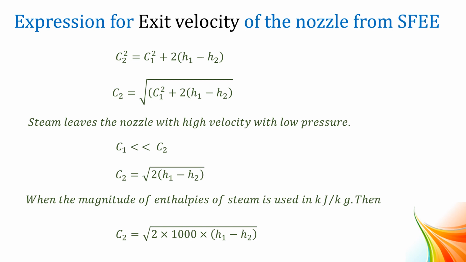Steam leaves the nozzle with high velocity and low pressure. C1 is very small compared to C2, so we can omit C1 unless it is specified. We can comfortably delete the term C1. So C2 will become root of 2 into (h1 minus h2). When the magnitude of enthalpies of steam is used in kilojoules per kg, in steam tables, if you take the values of enthalpy from the steam tables or Mollier chart, the values are given in kilojoules per kg.